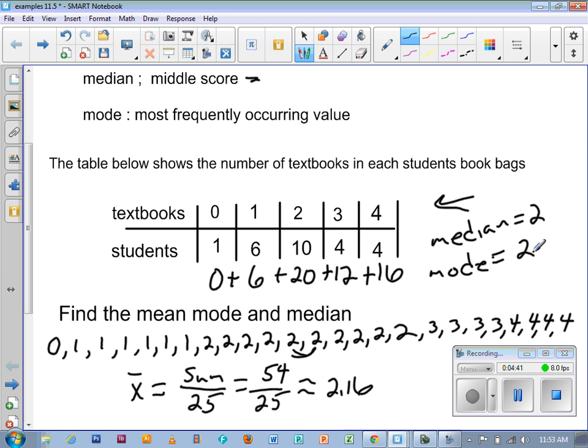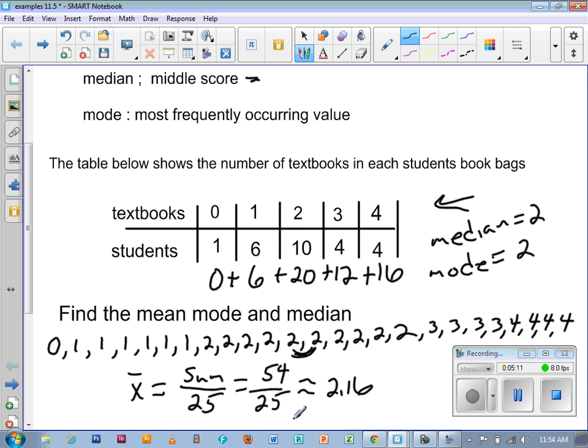All right, so if you wanted to, you could just find the median by adding up, counting how many students you have, and dividing by 2, and you get 12.5. So you count over 12 and a half places, which puts you between the 12th and 13th students. Since these two numbers are the same, it would be just 2. If these were different, you would average them. So that's how you find median, mode, and mean given a table of information.